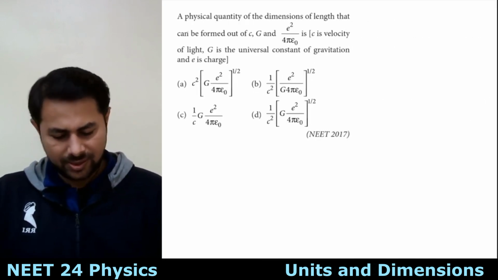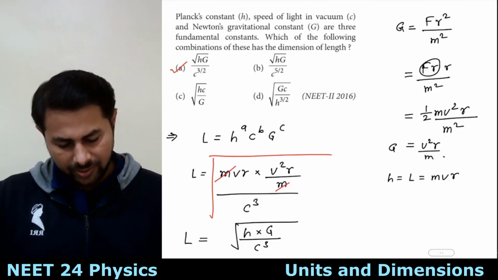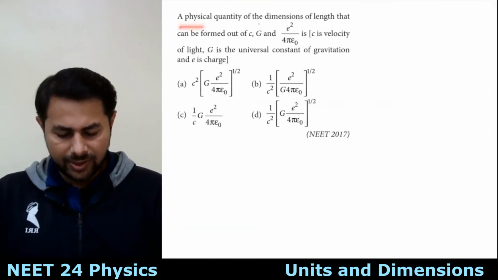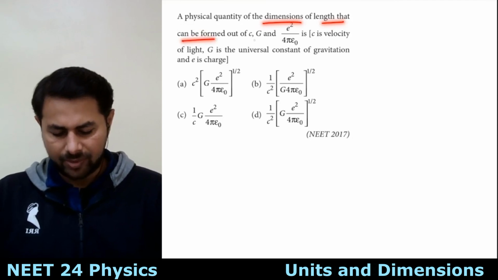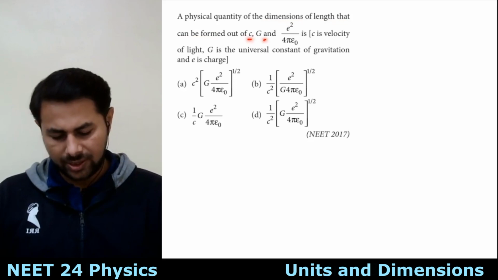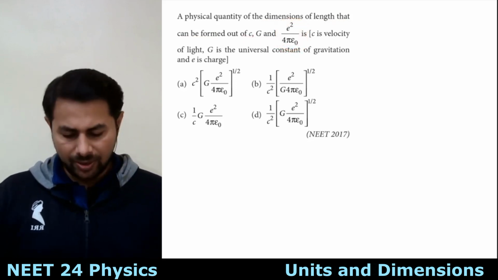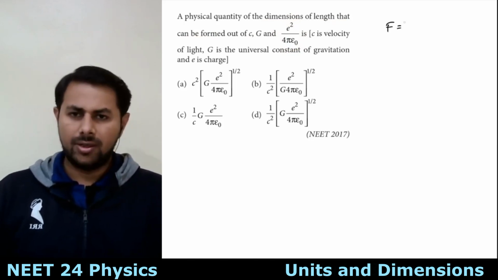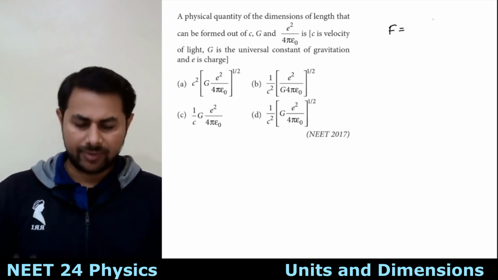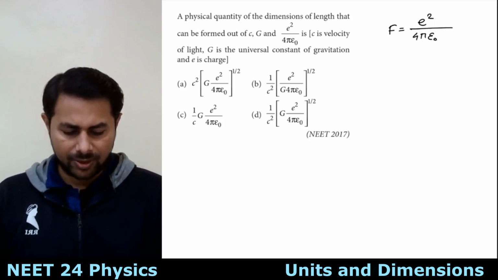Again there is e square by 4 pi epsilon naught. This is from NEET 2017. This is from 2016. A physical quantity of dimension of length that can be formed of c, g and e square by 4 pi epsilon naught. So where does this e square by 4 pi epsilon naught come from? It comes in Coulomb's law. Coulomb's law can be written as 1 upon 4 pi epsilon naught, e square by r square.